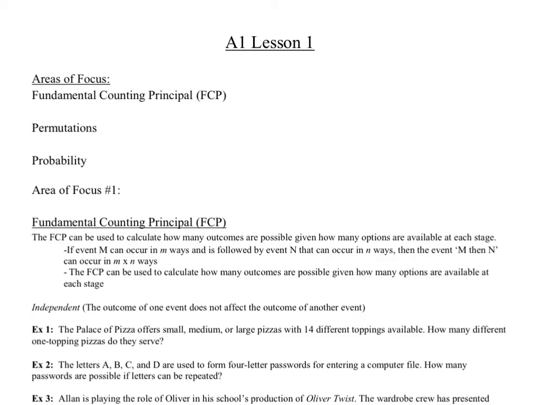So the first category, or collection of terms in that category, is whether the question fits a fundamental counting principle question, a permutation, or a probability question. Now they are all very similar, except a fundamental counting principle deals with multiplication. You're going to have a number of choices at each stage and you're going to multiply.